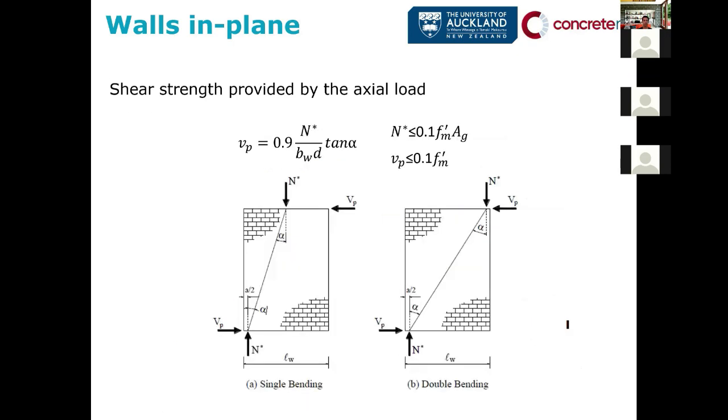Then the strength provided by the axial load. We can calculate that with that equation in there, based on the load, the gross area, and the tangent of alpha, alpha being that angle there. If we have single bending, the load is in the middle. If we have double bending, the load is on the opposite side, on one of the edges. Now there is a limitation on how much axial load we can have, 10%, and a limitation on how much the axial load can actually contribute.